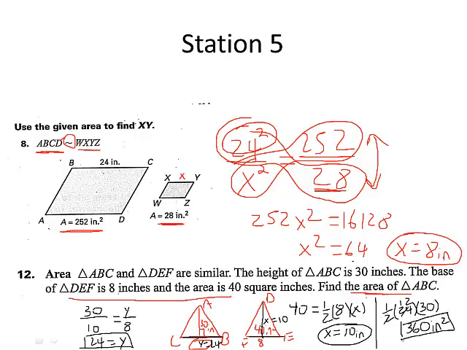So this one was a little more involved. You had to find out, first of all, an unknown part here. You had to find out another missing part here, and then you had to find out the actual area here. So this was a pretty involved one.